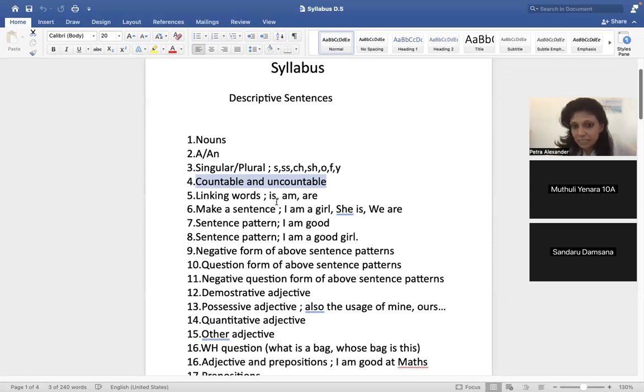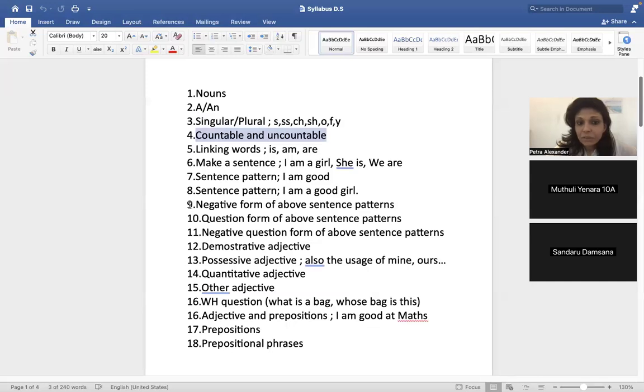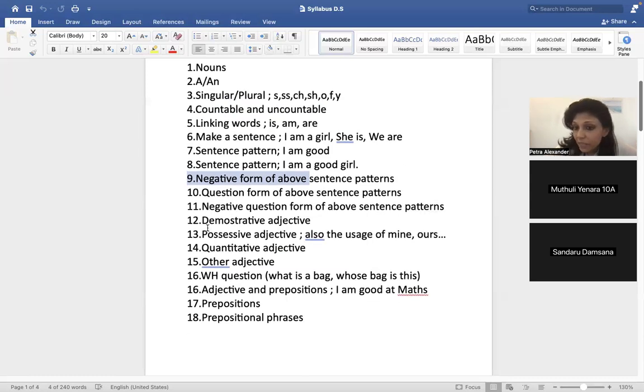Introduction of I am Misa, right? So you know these patterns. I am a girl. She is a girl. We are girls, right? Then you have to know the negative sentences like I am not a boy, right? And the question, is she a girl? Is she good? And negative question. What's the negative question of she is a girl?